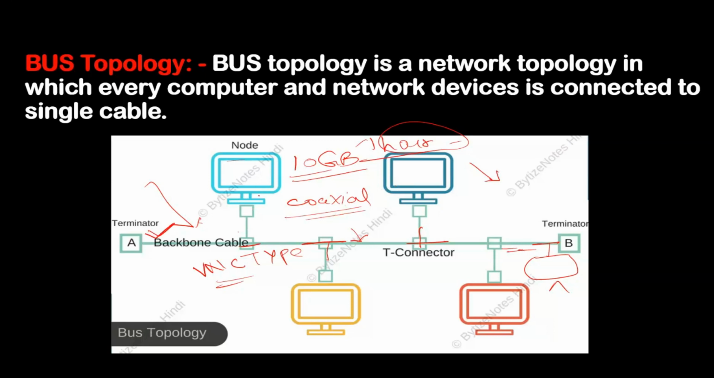Suppose you send data from the first PC to the last PC, and at the same time the second PC also sends data. What will happen? The data will create a collision. So how can we remove this collision? For that we have one method: you have to turn off all the devices and then turn them on again.